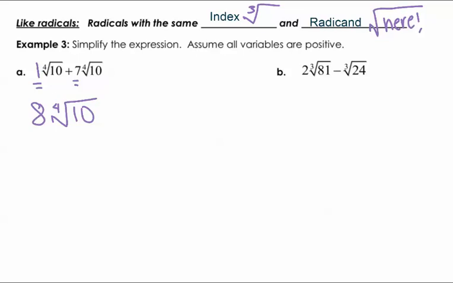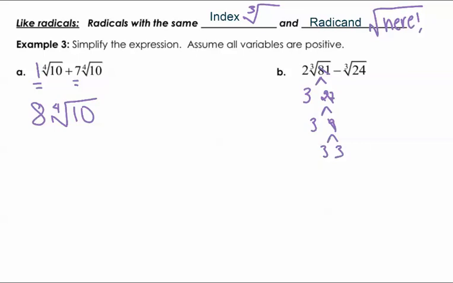So if we move on to example B now, we have both cube roots, which is good, but then we have the cube root of 81 and 24. So since those radicands don't match, we have to go ahead and break them up. So this 81 we're going to simplify to become 3 and 27. 27 will become 3 and 9. And 9 will become 3 and 3.